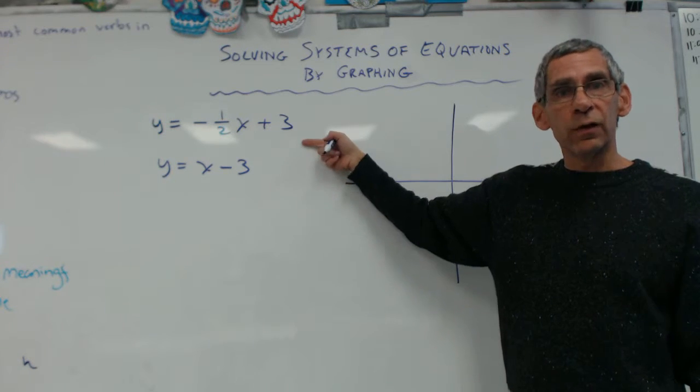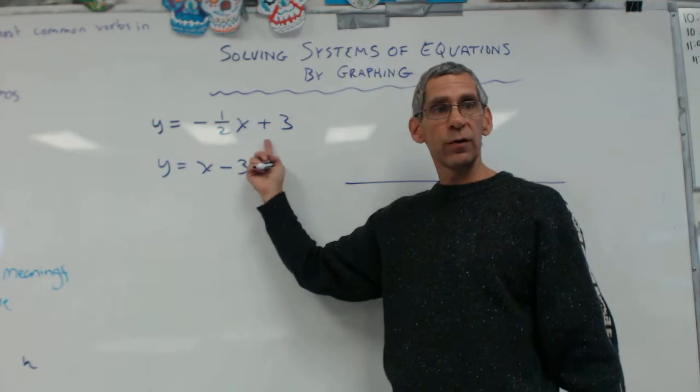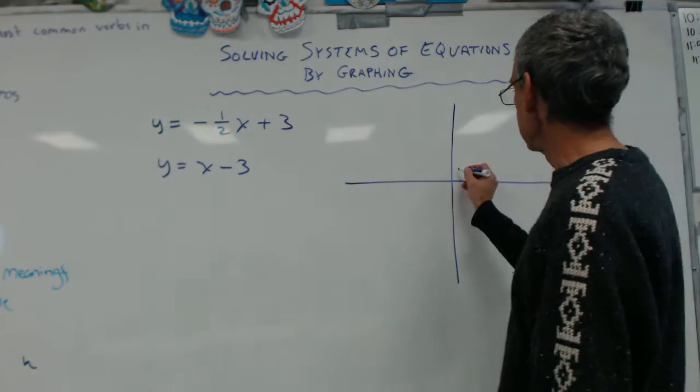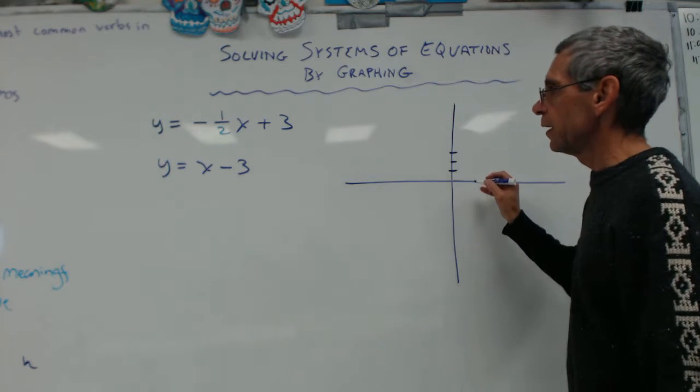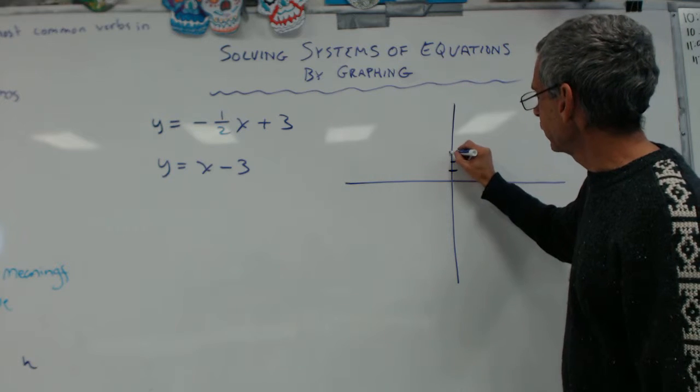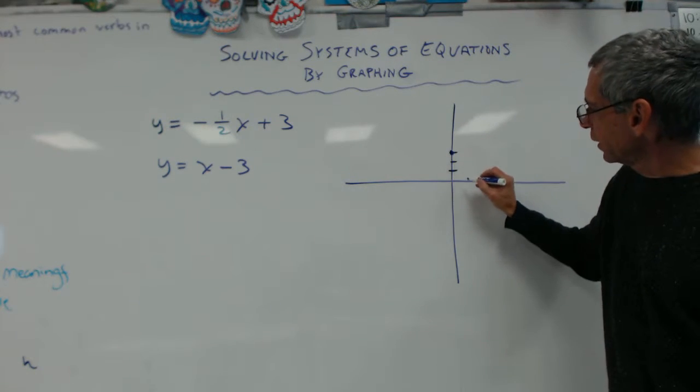Y equals mx plus b, which is slope, intercept. So immediately I go up 3: 1, 2, 3. All right? And I put a dot there. I'm doing this first one. And then I go down 1 and over 2.